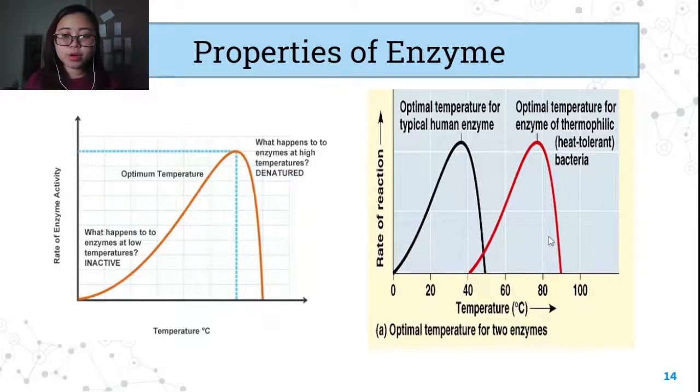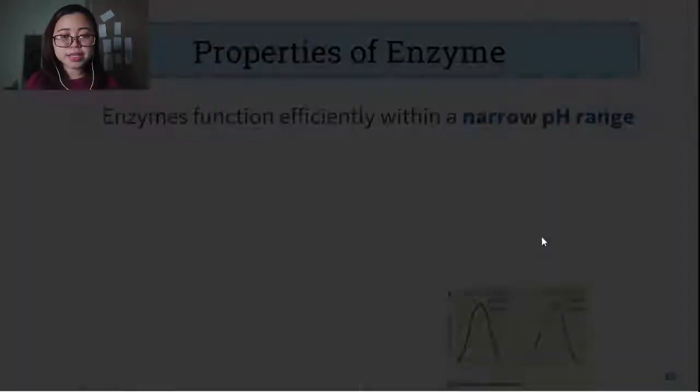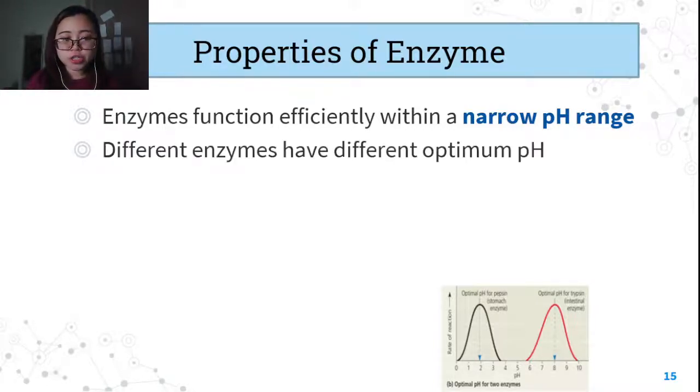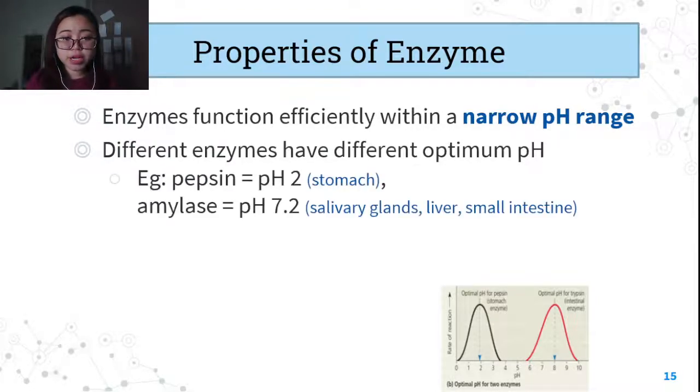So that's it that I want to talk about for temperature for now. We'll come back to it again later. Let's talk about another property of enzyme, which is about its pH range. So something else about enzymes is that enzymes function efficiently within a narrow pH range. Different enzymes will have different optimum pH.